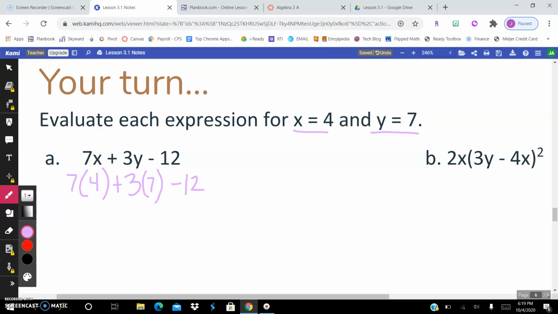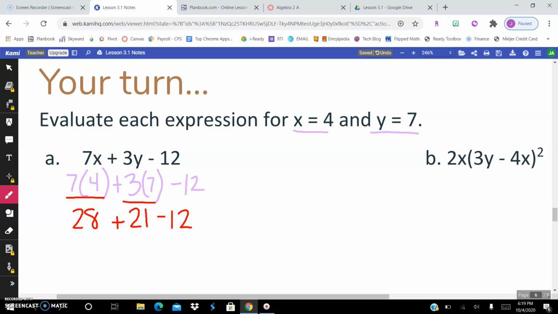Parentheses, the only parenthesis I have here is to show multiplication. There's nothing inside of them to simplify. Next would be exponents, and I don't have any of those. And then after that would be multiplication and division from left to right. I do see some multiplication. I have 7 times 4, and I also have 3 times 7. So 7 times 4 would be 28, and 3 times 7 would be 21. And we still have that minus 12 at the end.